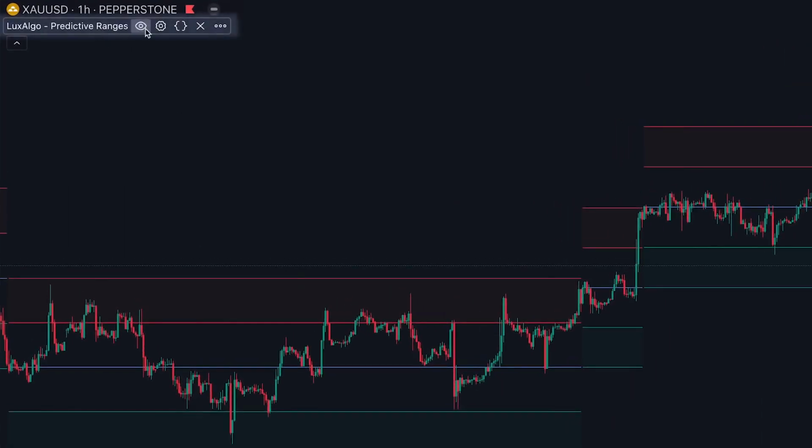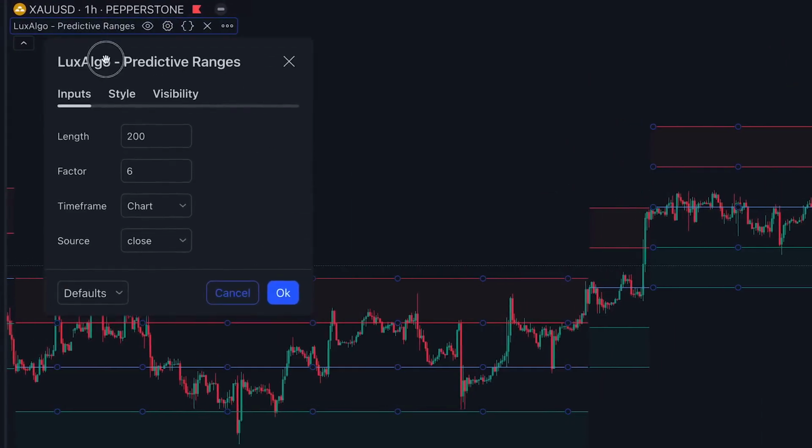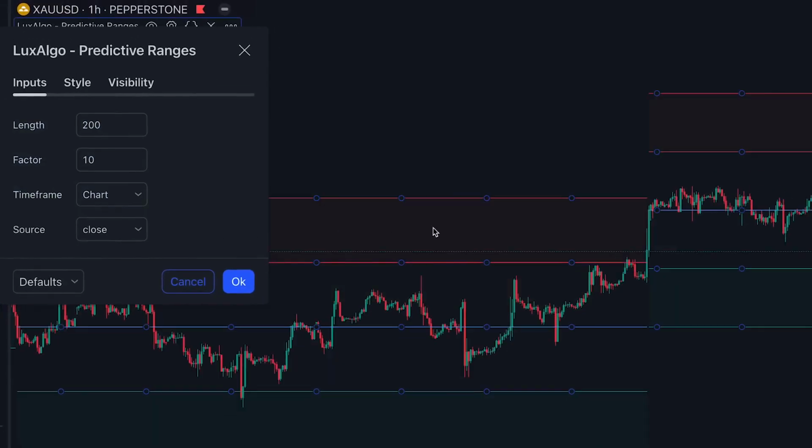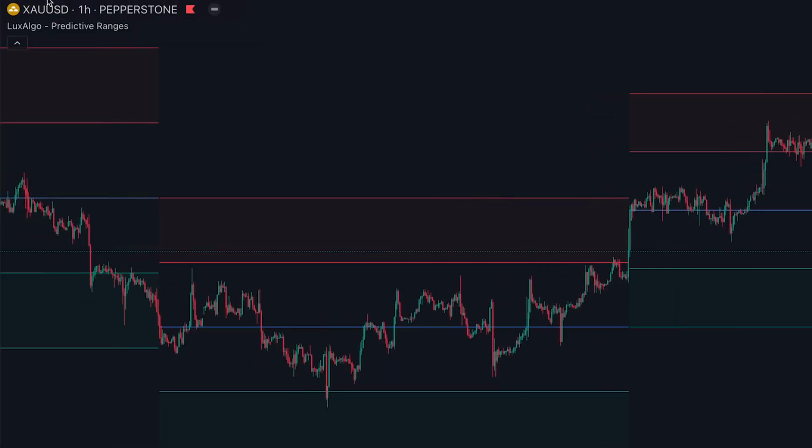If we go into the settings, by clicking this gear icon, we can see we have access to the length, factor, and timeframe variables. The length variable controls the ATR length used for the indicator calculations. The factor controls the range's width. Higher values will return less frequent ranges, each having a wider width. So, if I go ahead and change this value from 6 to 10, we can see how this gives us fewer ranges but more significant ones.